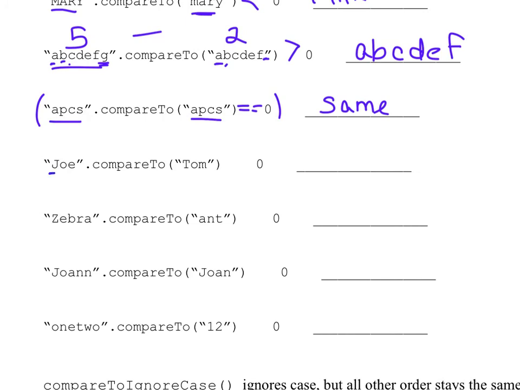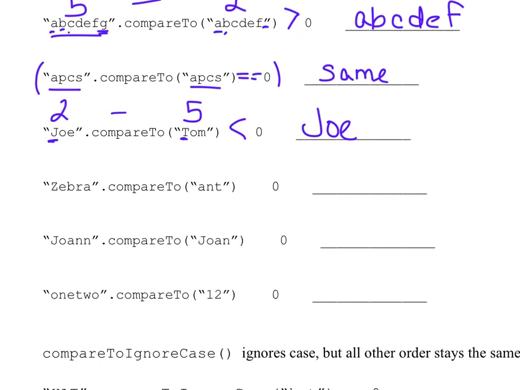Okay, Joe, so it looks at the first letter first. So Joe and Tom, both capitals. So this would just be normal alphabetical order. So Joe would definitely come first alphabetically, and Tom would be higher up on that number line. So that would be a negative number, and Joe would come first. So again, I'm just doing the 2 and the 5 just to show you which one would be negative or positive. I want to show you with numbers because I understand numbers a little better than letters.